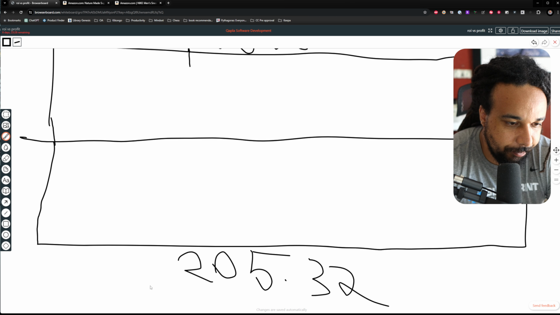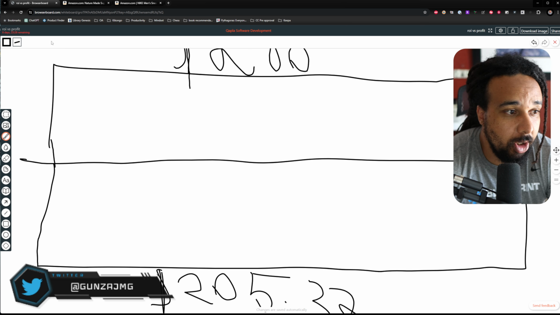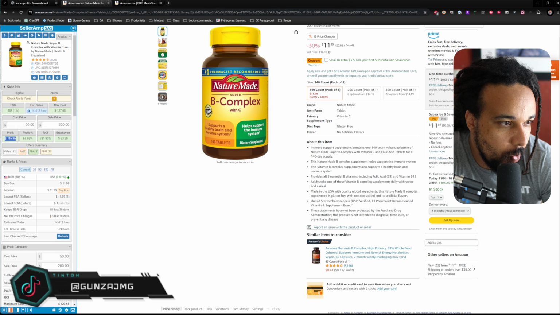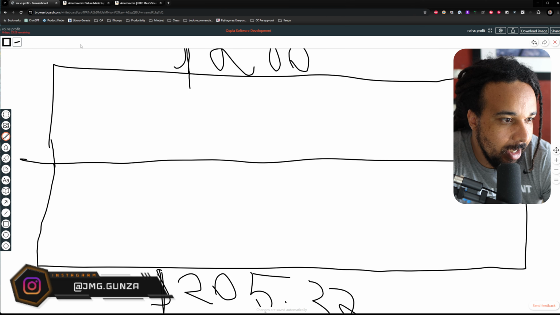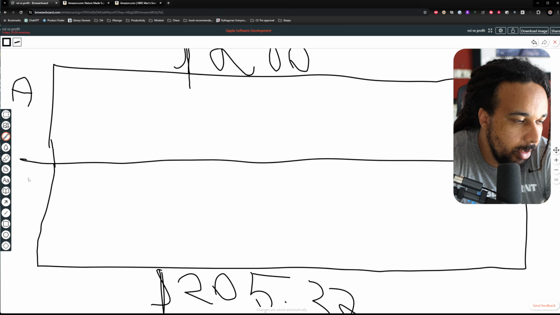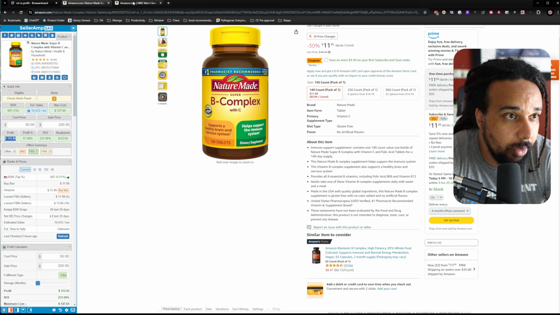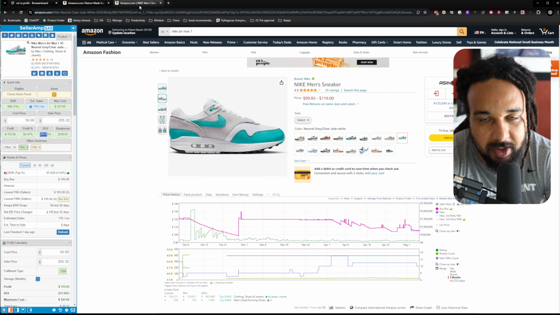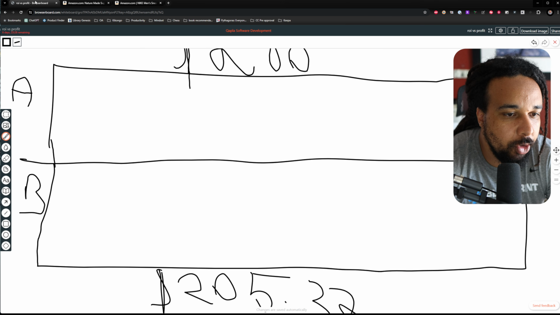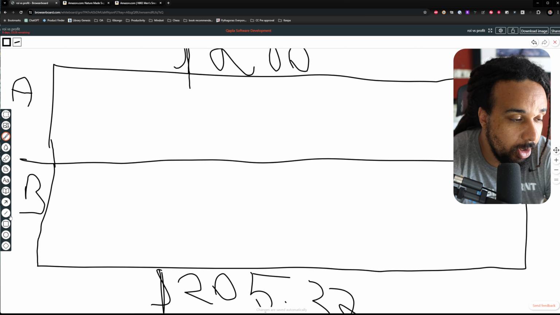The profit on both those products is going to be the exact same, $115.95. So this is product A, this is product B, right? We are going to make $115.95 profit on both of those products.